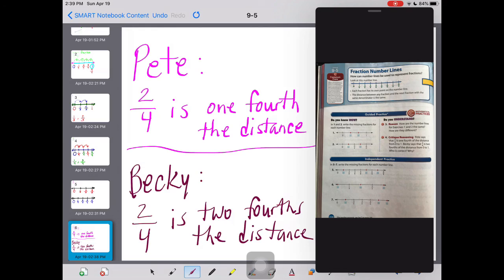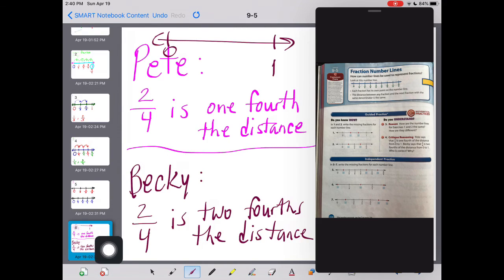Let's look at our final question in guided practice, number 4. Basically, here's the deal. Pete is saying that 2/4 is 1/4 the distance between the number line 0 to 1. But Becky says, 2/4 is 2/4 the distance between 0 and 1. Which one's correct? Well, hopefully, you said that Becky was the correct one.